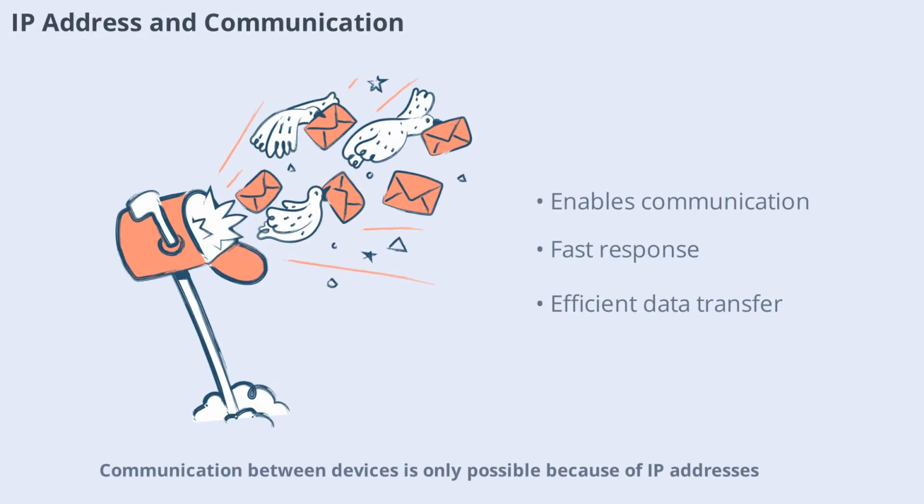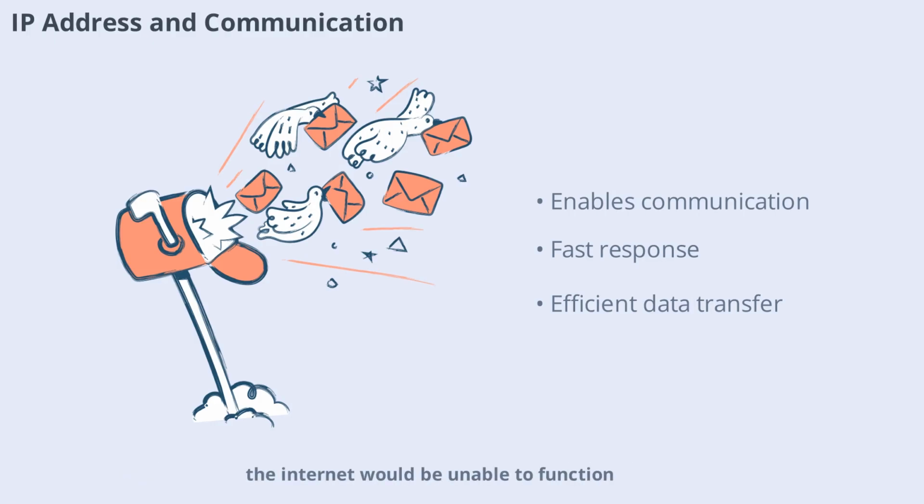Communication between devices is only possible because of IP addresses. When you send a message or request a web page, your device's IP address tells the server where to send the response. This process happens in milliseconds, making online communication fast and efficient. Without IP addresses, the internet would be unable to function.